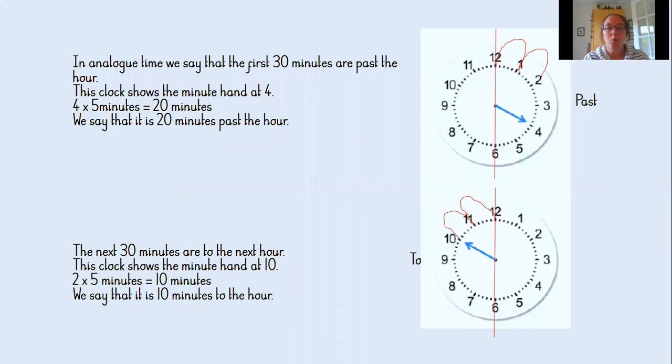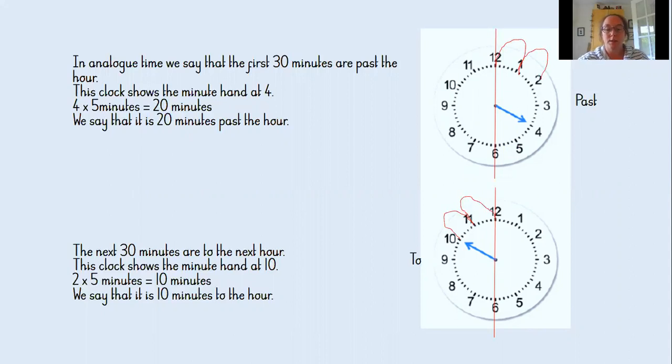So in analogue time, we say that the first 30 minutes are past the hour. So anything from 12 round to 6 would be past the hour. And again, we count in those 5 minutes for each of those digits. So this clock shows the minute hand at 4. So we can think we've got 4 lots of 5 minutes, which is the same as 20 minutes. We could count 5, 10, 15, 20. So we say that it is 20 minutes past the hour. That could be 20 minutes past 4, 20 minutes past 10, 20 minutes past 7. If the minute hand is at 4, we are looking at 20 minutes past.